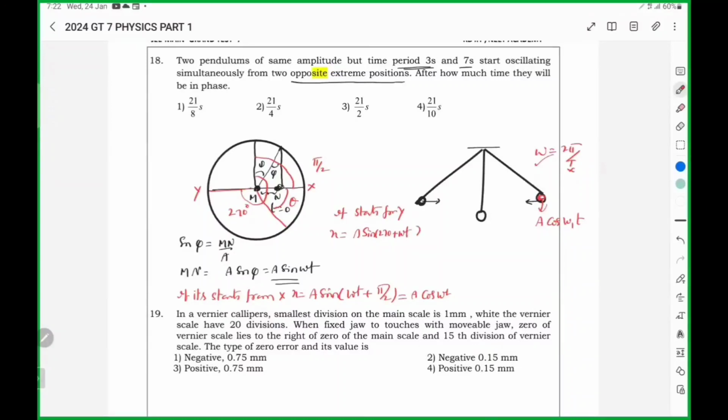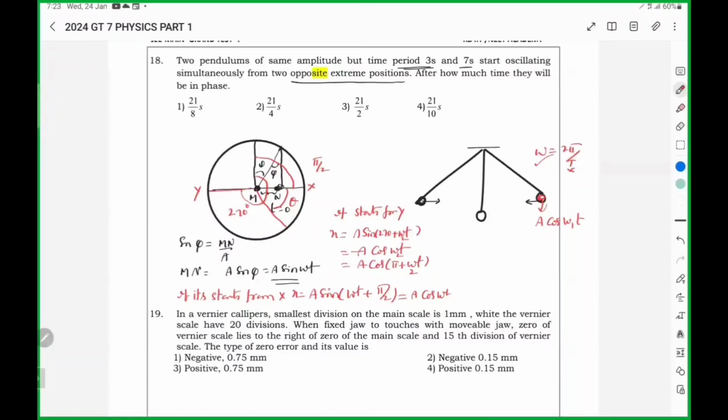That is, which is nothing but A cos omega t. Or you can write A cos (pi plus omega t) with a different time period, different time.